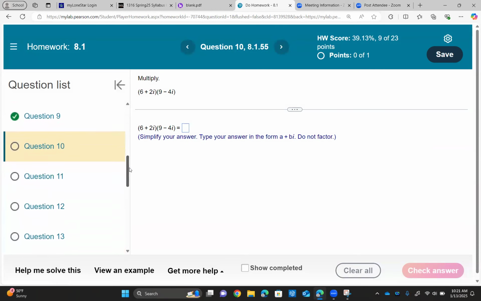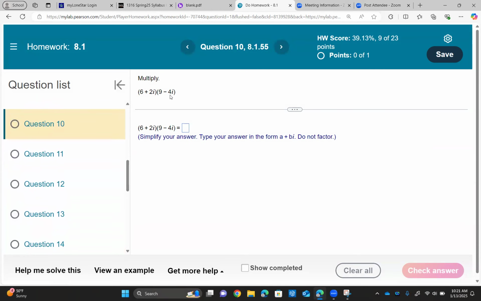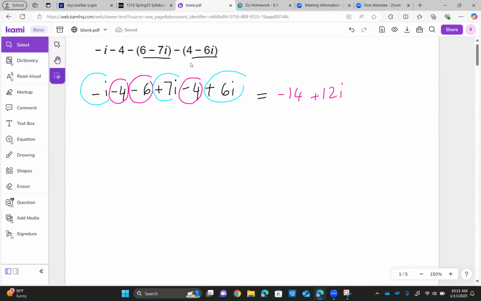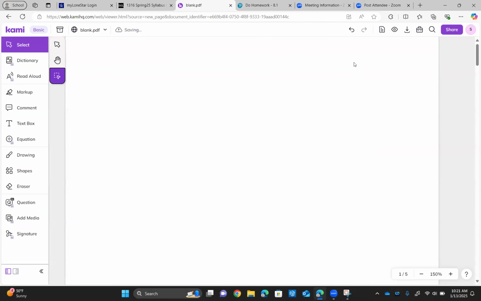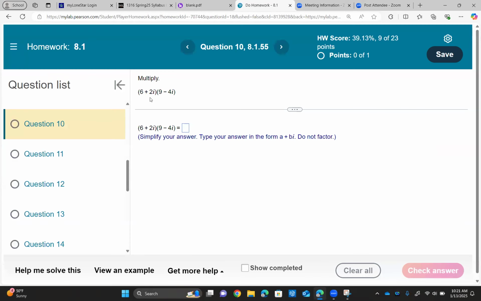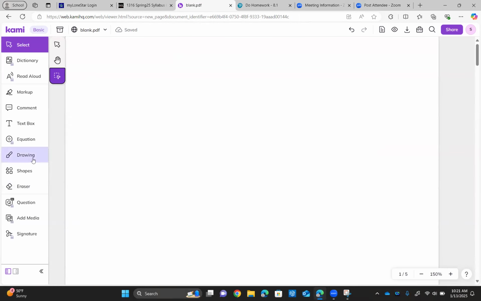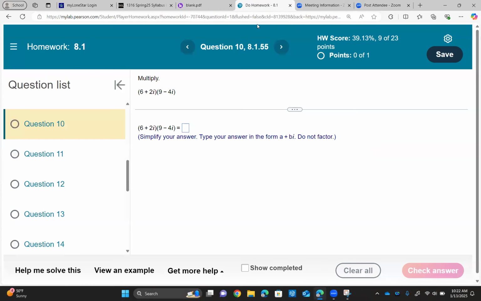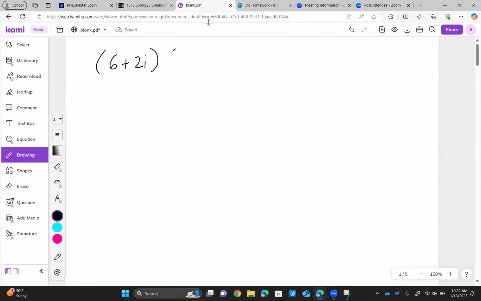Okay, now this question asks me to multiply the complex numbers. So we will definitely need bigger space than what my MATLAB shows me. So I'm going to go ahead and open some space. I want to multiply 6 plus 2i with 9 minus 4i. We're going to multiply this complex number, 6 plus 2i, by 9 minus 4i. So let's perform how we're going to multiply them.